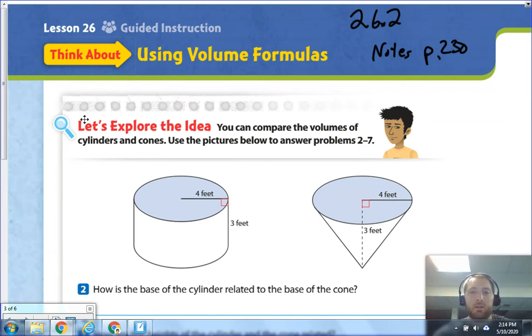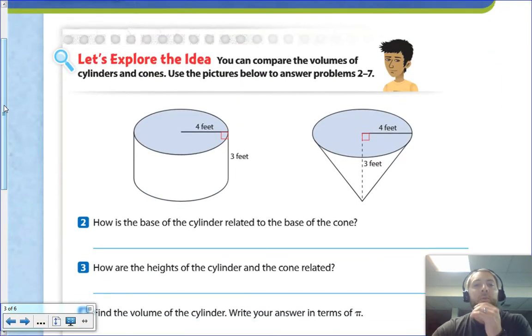So we are on section 26.2. It's in your notes book on page 230. All right, let's start at the top here. It says, you can compare volumes of cylinders and cones. Use the pictures below to help answer 2 through 7. So that's this first page.